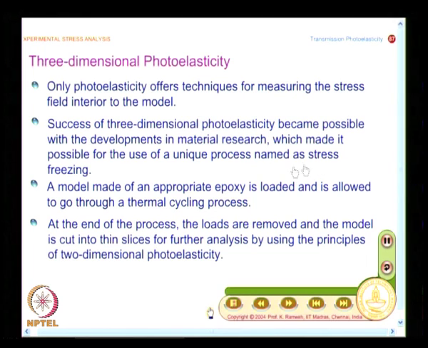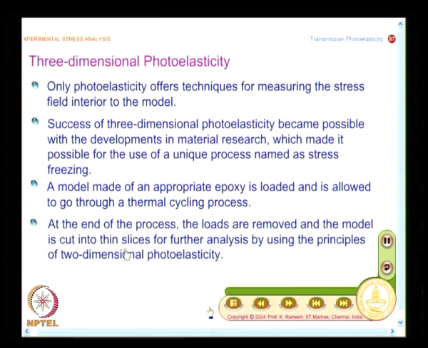So, what do you do in this? A model made of an appropriate epoxy is loaded and is allowed to go through a thermal cycling process, because at the end of the process the stresses get locked. You call this stress freezing. We will also see an analogy for why we call it stress freezing. So, the model goes through a thermal cycling process with the loads applied, and at the end of the process the loads are removed and the model is carefully cut into thin slices.